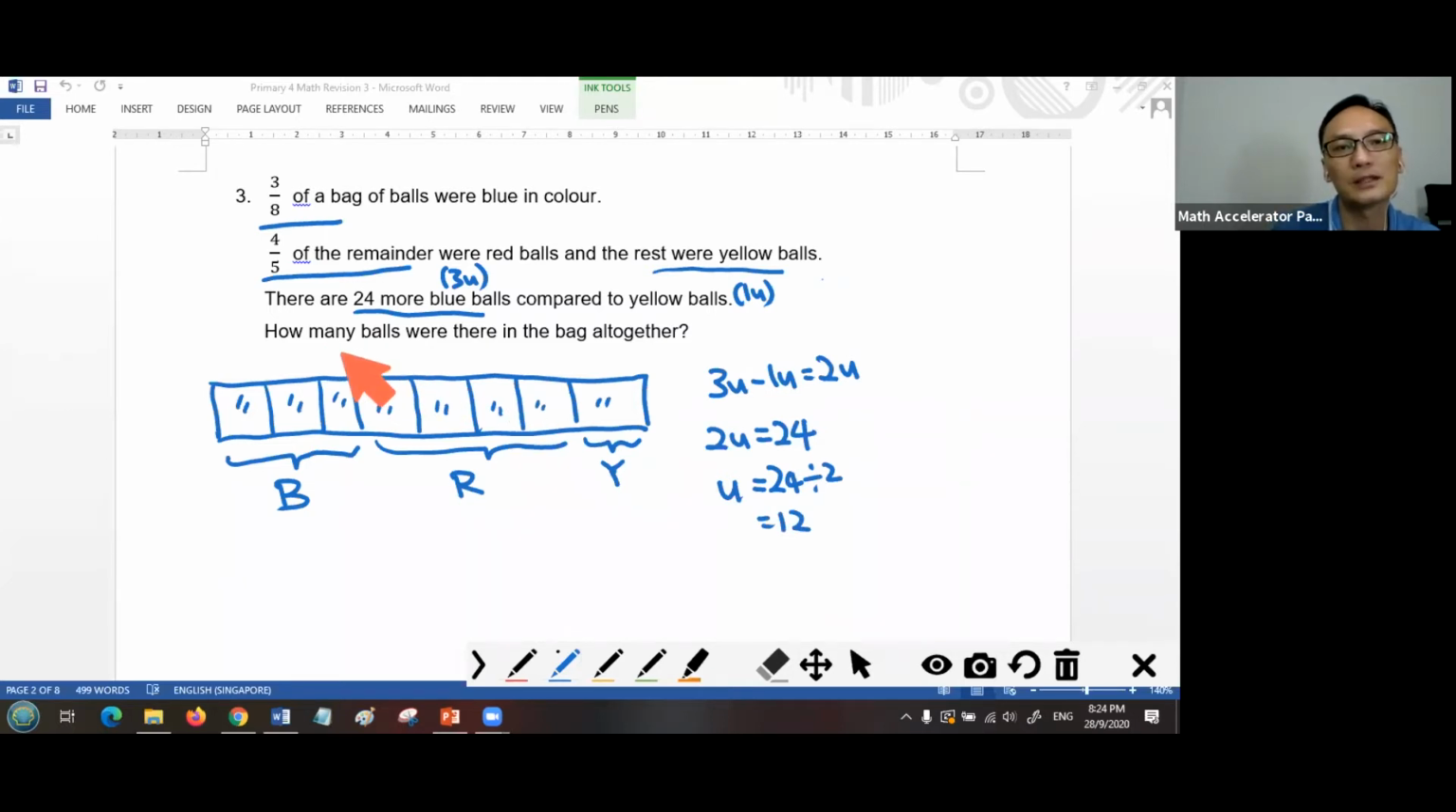Right, so what's the last step? How many balls were there in the bag altogether? So we're going to look for the total number of balls, right? The total, as we know, is 8 units. So 12 times 8 will give us a value of, what's your answer? Can you share with me?